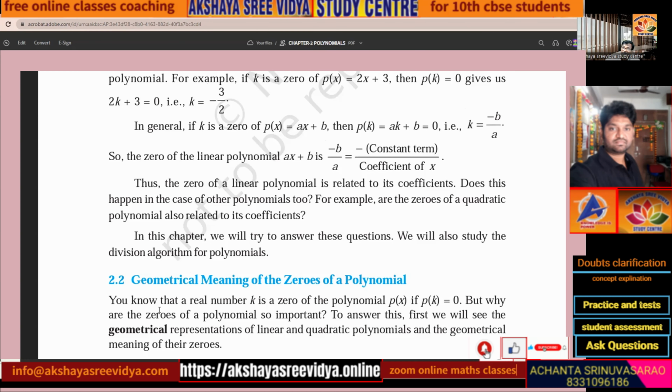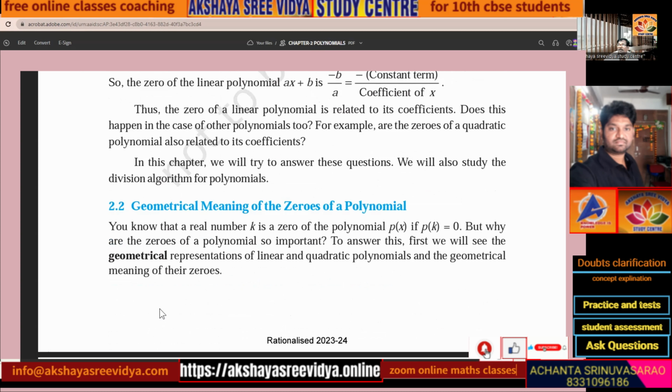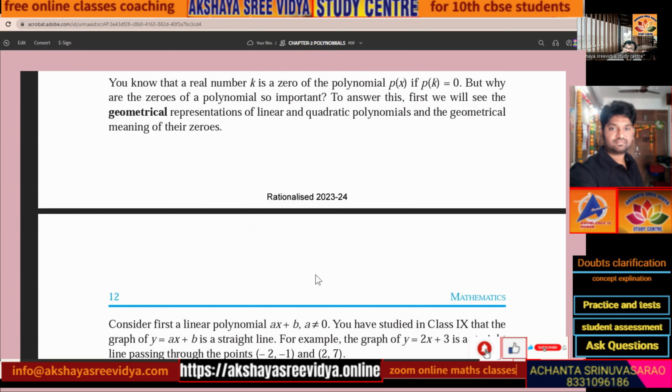Geometrical meaning of zero polynomial. You know that a real number k is a zero of the polynomial p(x) if p(k) is equal to 0. But why are zeros of a polynomial so important? To answer this, first we will see the geometrical representation of linear and quadratic polynomials and the geometrical meaning of their zeros.